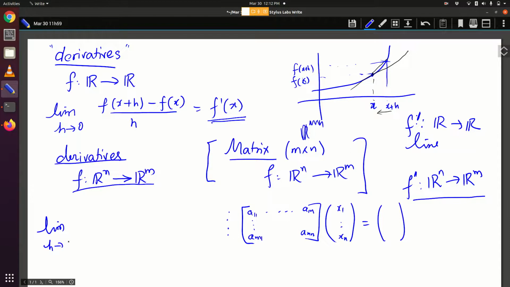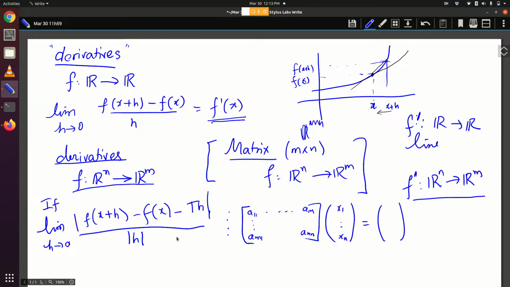Okay, so h tending to 0, you are looking at f of x plus h minus f of x minus here. Let me ask in the chat. What is the dimensionality of x? What is the dimensionality of h? Can someone tell me what is the dimensionality of x in the chat? Rn, right? So everybody understands that.